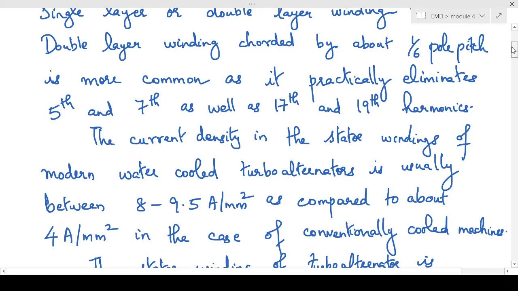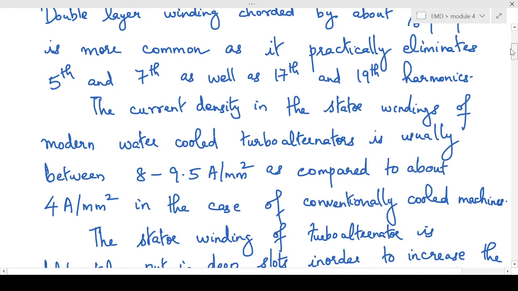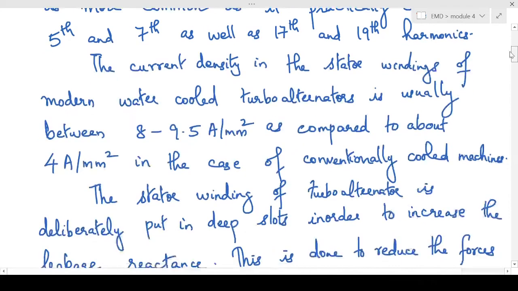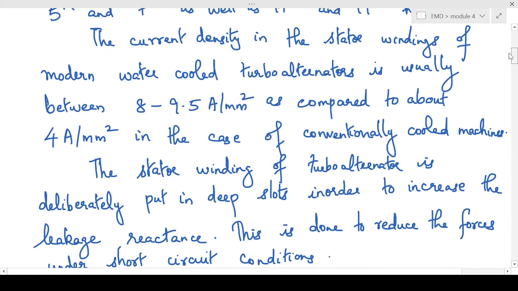And the current density in the stator winding of modern water-cooled turbo alternators, that is high capacity alternators, will be in the range of 8 to 9.5 ampere per millimeter square, as compared to normal conventionally cooled machines, which have a current density of 4 ampere per millimeter square.